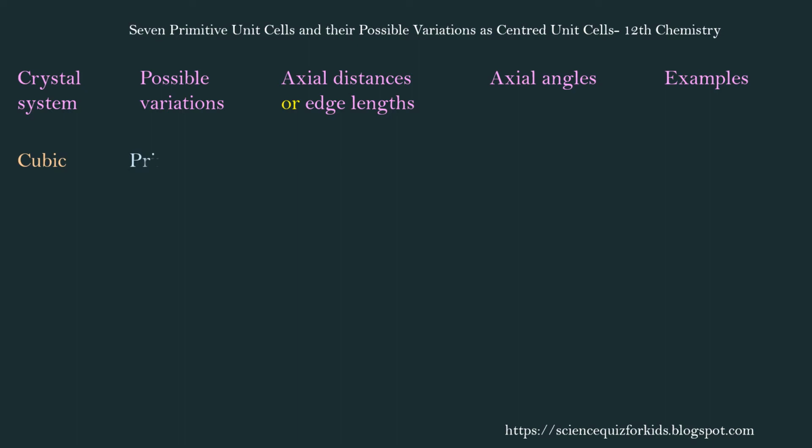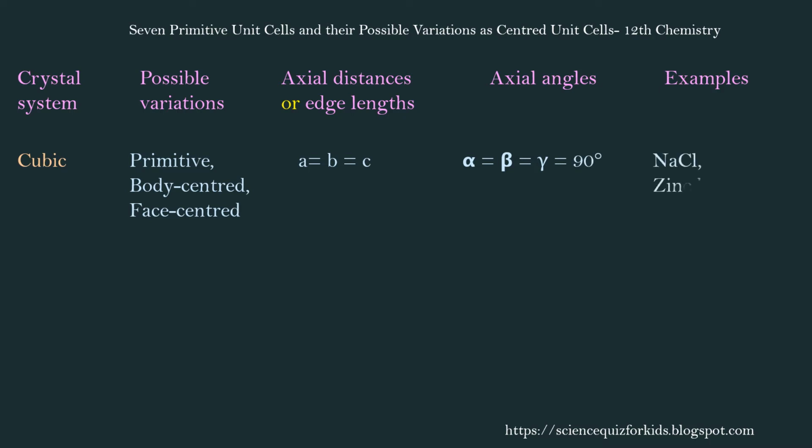Cubic system. Possible variations: primitive, body centered, face centered. Axial distances or edge lengths: a = b = c. Axial angles: alpha = beta = gamma = 90 degrees. Examples are NaCl, zinc blende and copper.